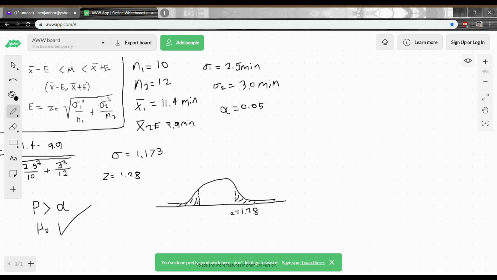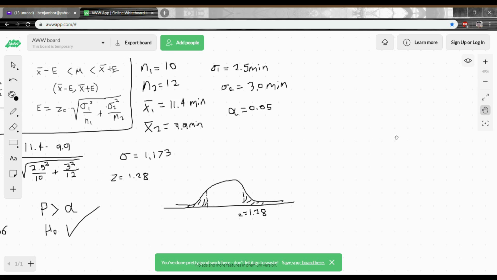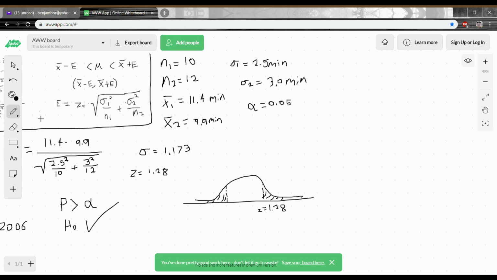And now let's calculate. Over here we saw that we want to make an ordered pair of x bar minus e and x bar plus e. We've already calculated x bar. That was this quantity right here, 11.4 minus 9.9, which is 1.5. So our new combined x bar is 1.5.